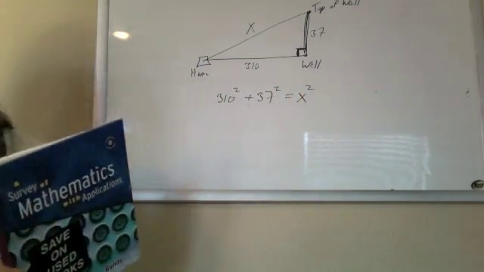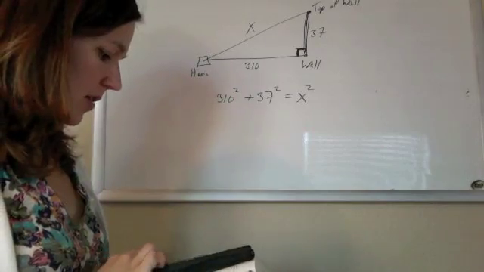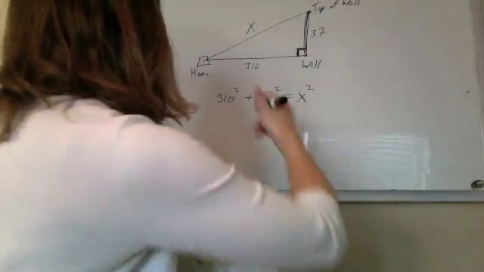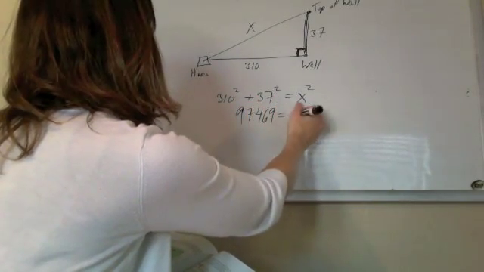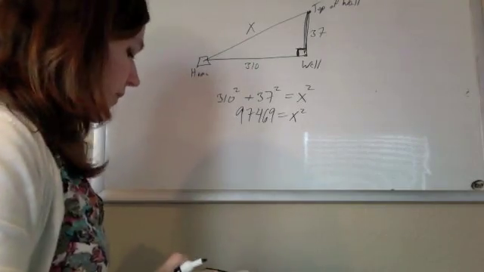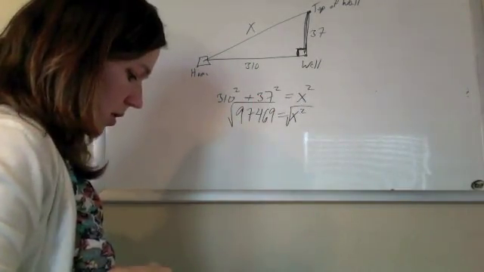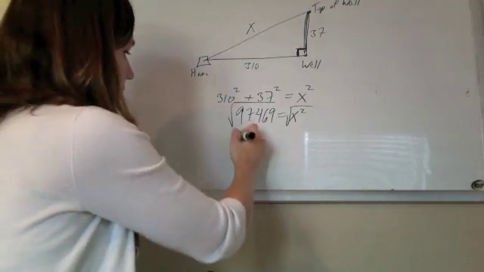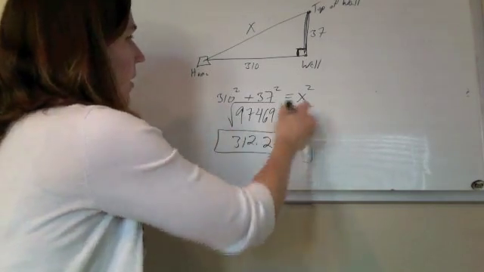And if I just punch that in on my calculator, I have 310 squared plus 37 squared. So that's 97469 equals x squared. And if I take the square root of both sides, the square root of 97469 is 312.2. And that's what they want.